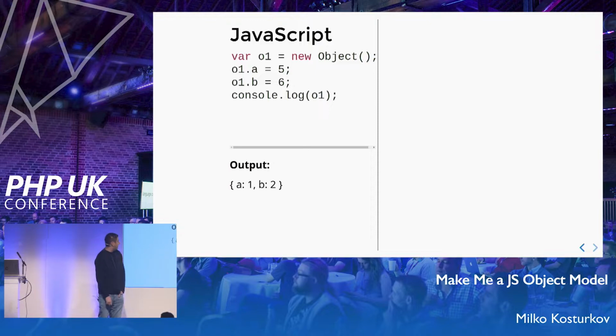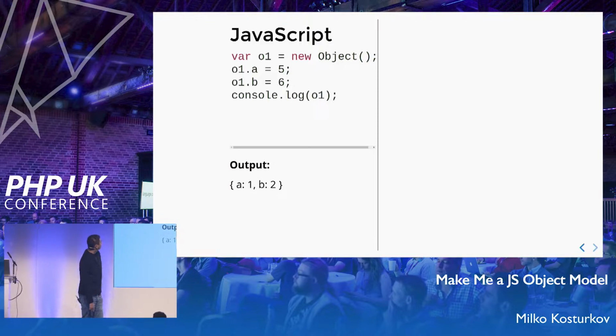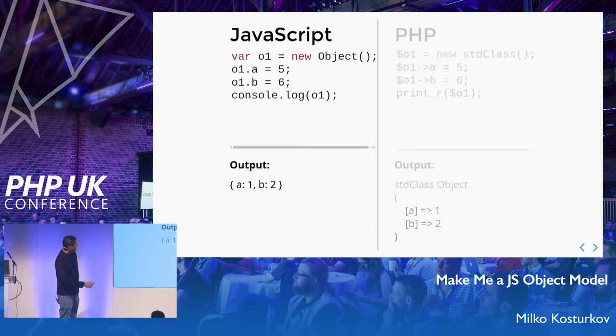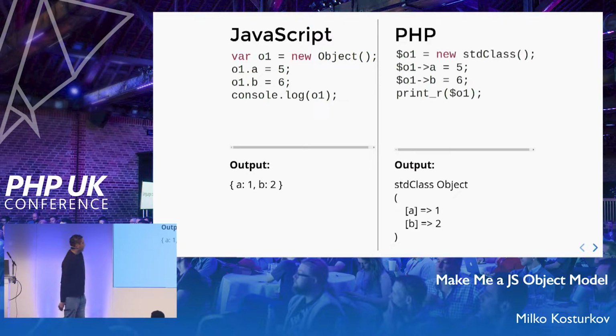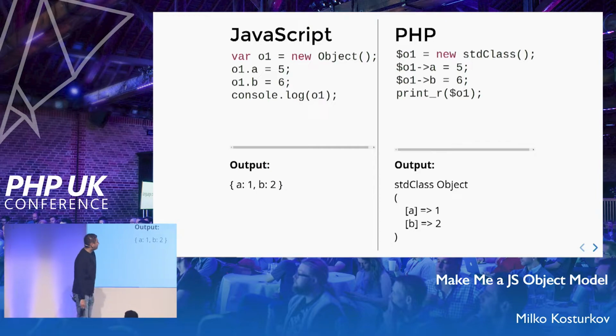There is another way to define an object in JavaScript. And this is to go like, well, new object, and assign some variables. We can absolutely do this in PHP, no problem. It's out of the box there. Perfectly fine.